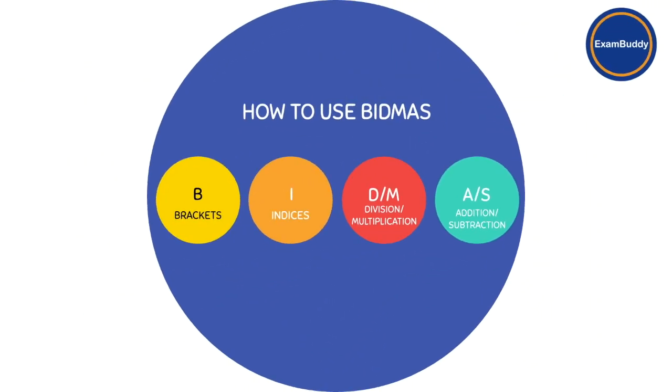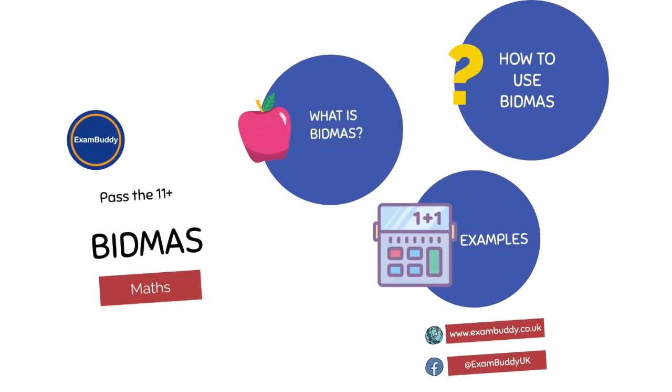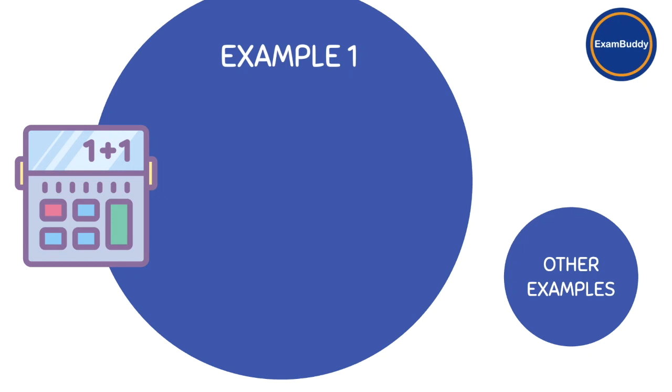So hopefully that helps you understand what BIDMAS is trying to tell you. Let's look at some examples. 2 plus 16 divided by 2. If you want to try this before we give you the answer in the explanation, pause your recording now.